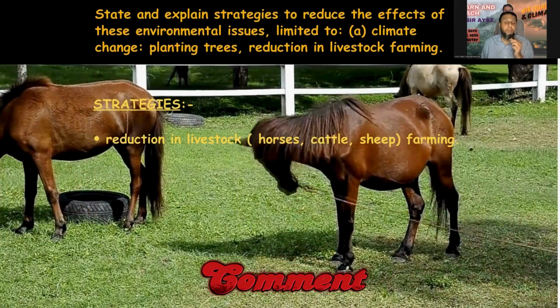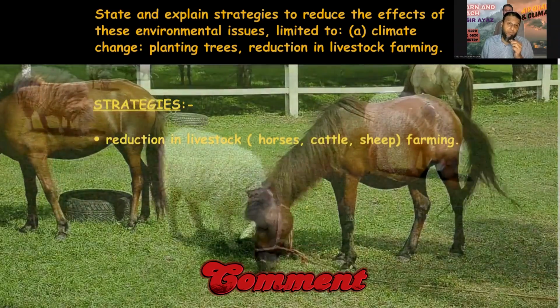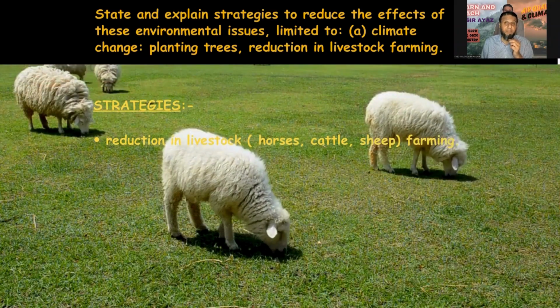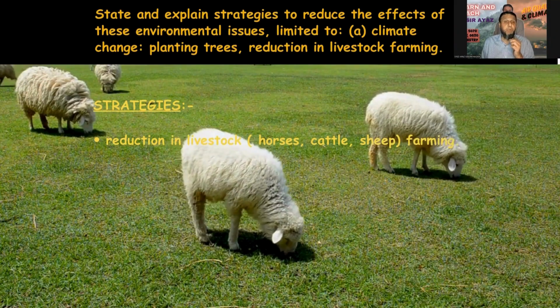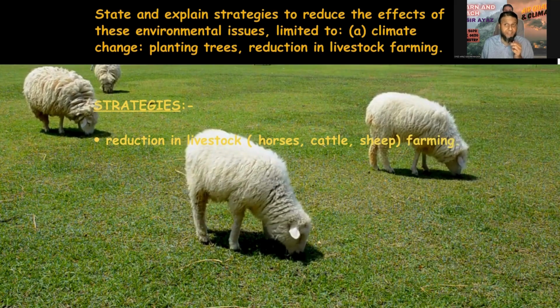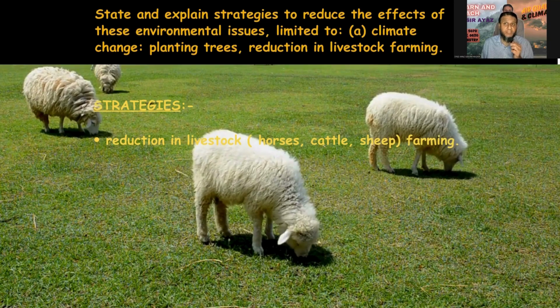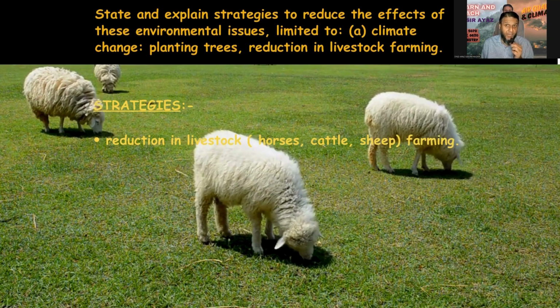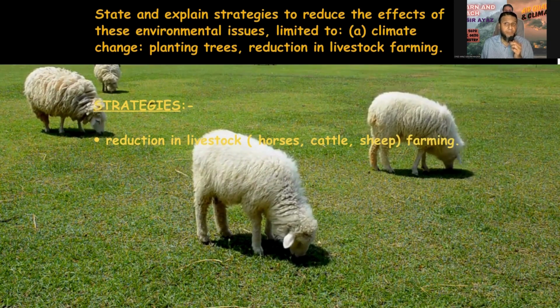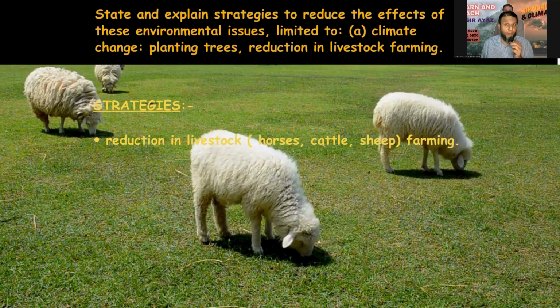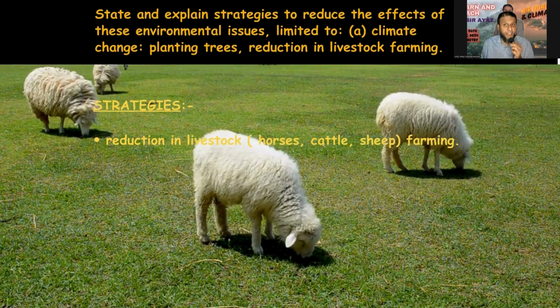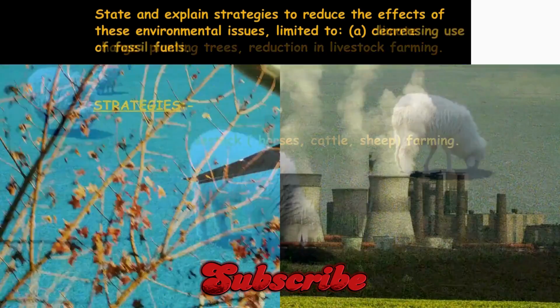Livestock farming produces large amounts of methane, CH4, a potent greenhouse gas. Methane contributes significantly to the enhanced greenhouse effect and global warming. Reducing livestock farming helps decrease deforestation, which is often done to create grazing land.